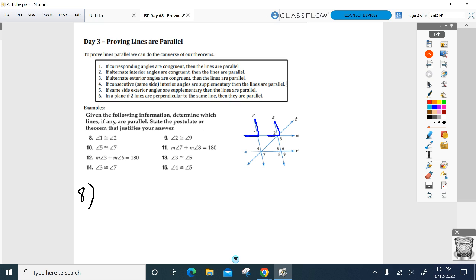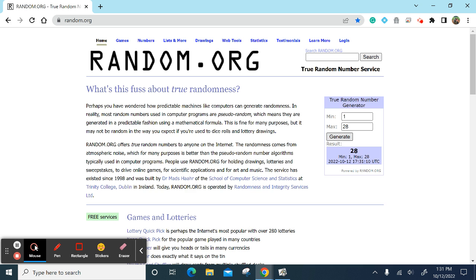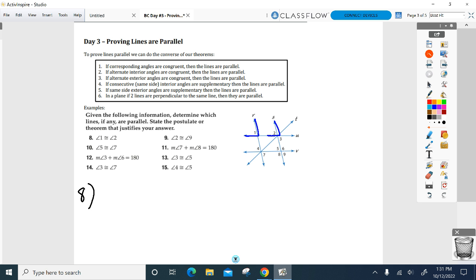You guys just told me U was the common transversal. What are the other 2 lines that make up angles 1 and 2? Because they're going to be the parallel lines. So R is parallel to S because 1 and 2 are congruent. Justified.